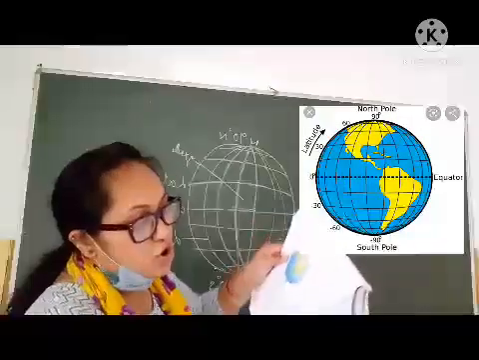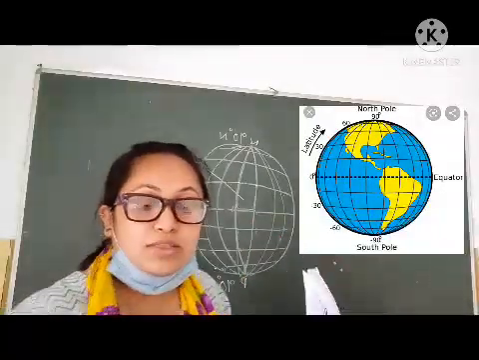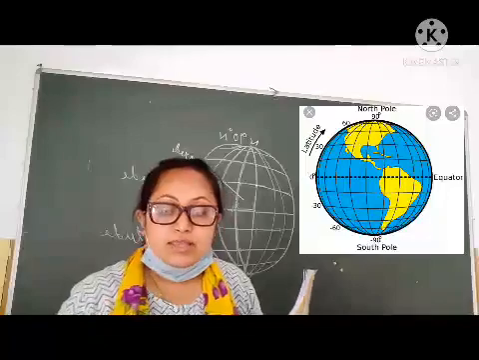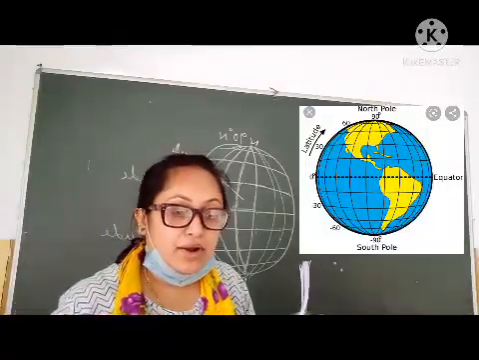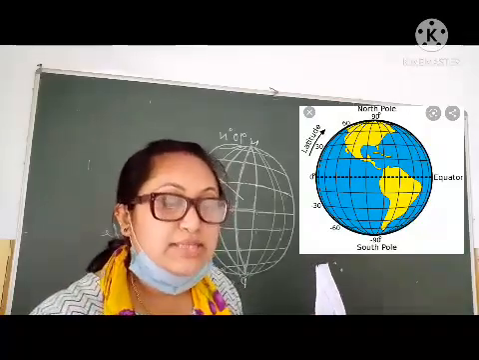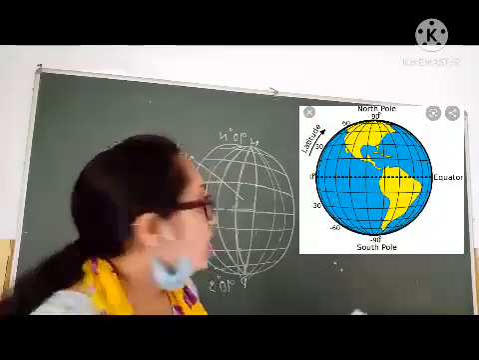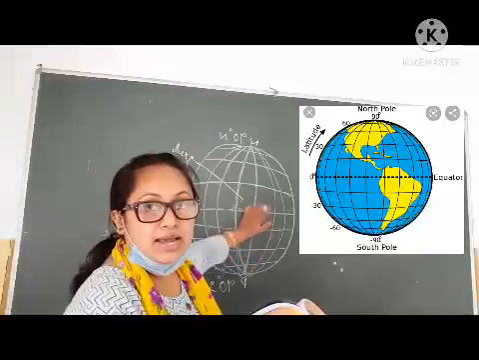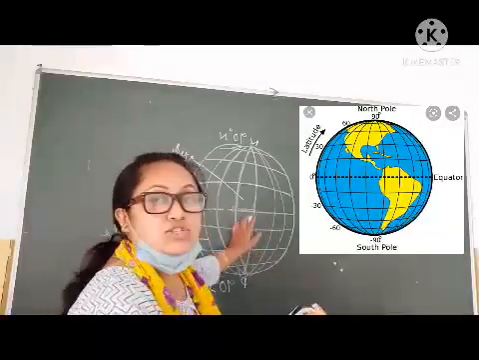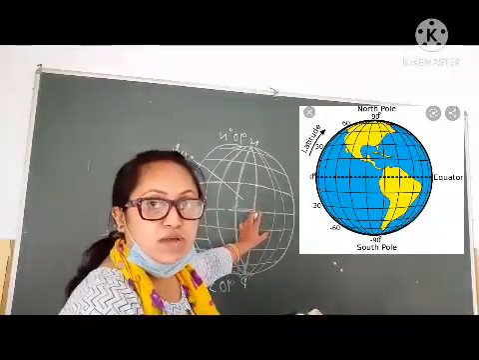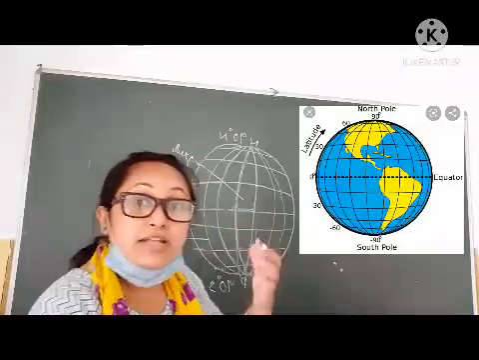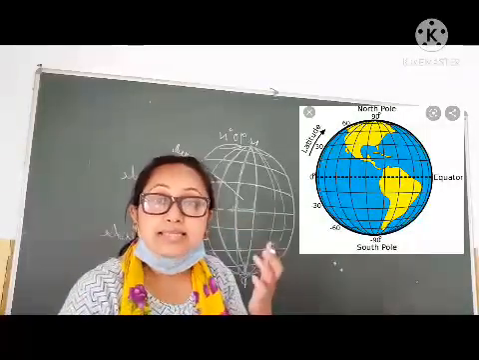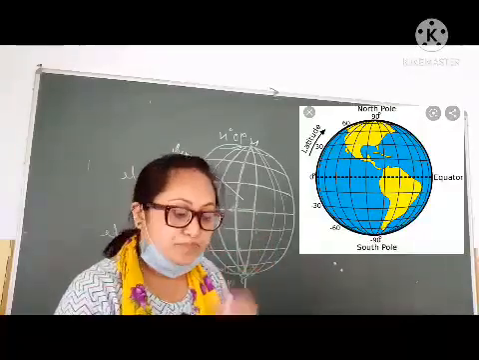Now, the lines of latitude, we'll study about the lines of latitude. The lines of latitude are imaginary lines that run around the globe in an east-west direction. The lines of longitude and the lines of latitude are imaginary lines. We imagine that these lines exist on the globe.